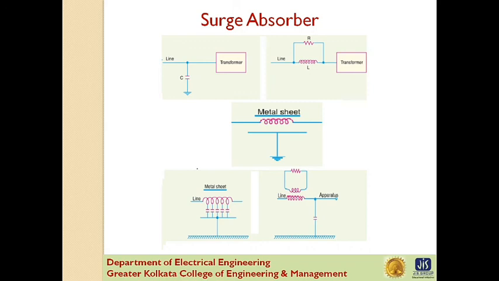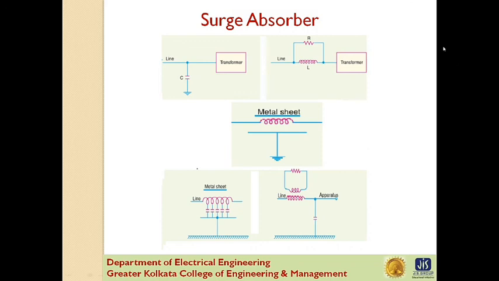However, at power frequency, the reactance of the capacitance is very high and practically no current flows to the ground. In the second figure, there is a parallel combination of resistance and inductance. Now, the inductance offers high reactance at such frequency because we all know XL is equal to 2 pi FL. So, if F is high, XL is high. The surges are therefore forced to flow through the resistance where they are dissipated.